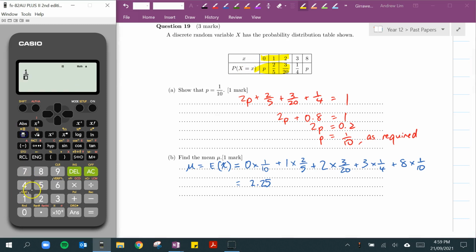So 1 over 10 plus 2 over 5 plus 3 over 20 is 13 over 20.